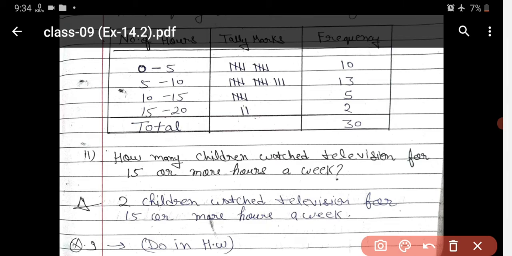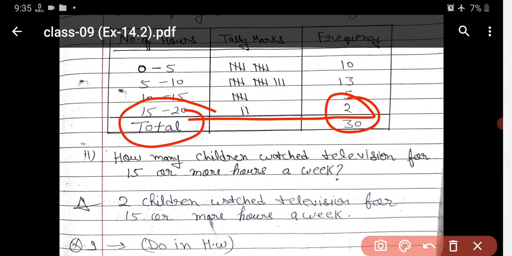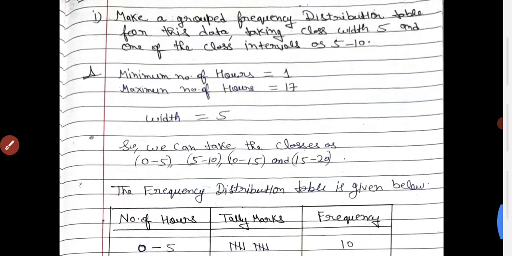And 5 children watch the TV between 10 to 15 hours. Like that you have to say. So how many children watch the TV for 15 or more hours? They are only 2 students. It is your answer. Now this 9th question you also have to do in homework.